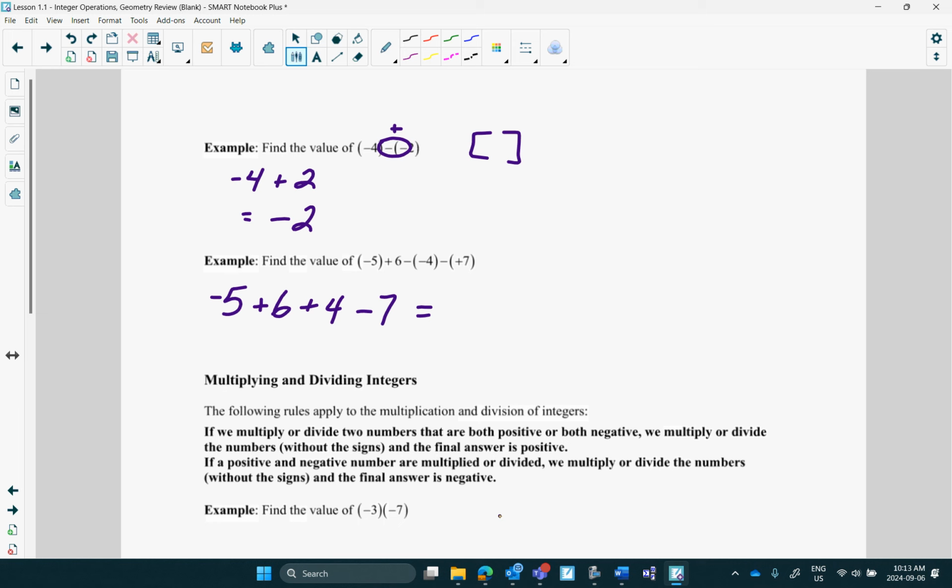Couple ways you could do it. Put all the negatives together, put all the positives together, and then combine those. Or just start from the left and work to the right. Anybody got an answer? -2 is correct. Good.